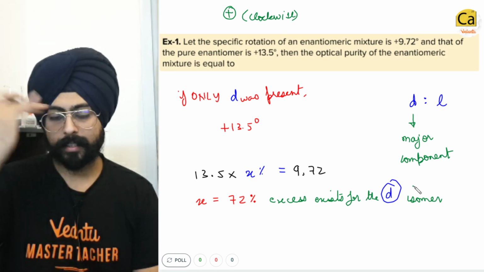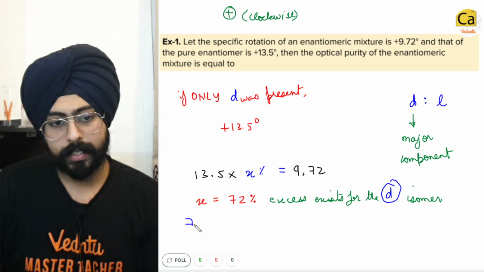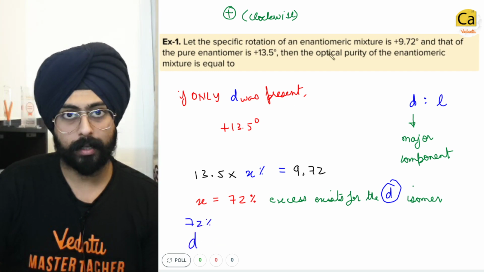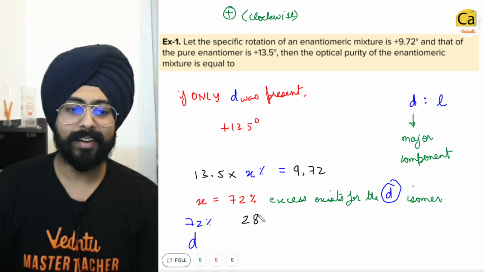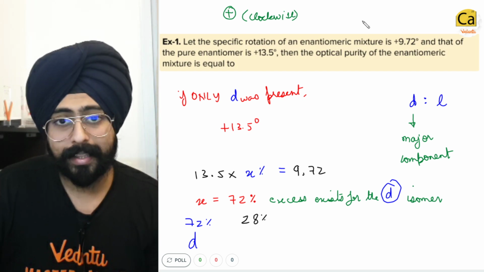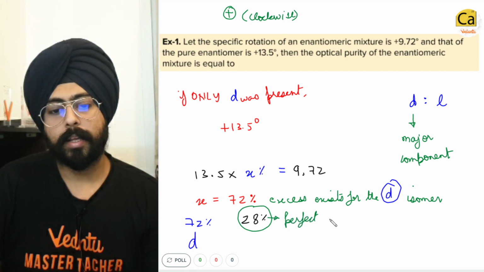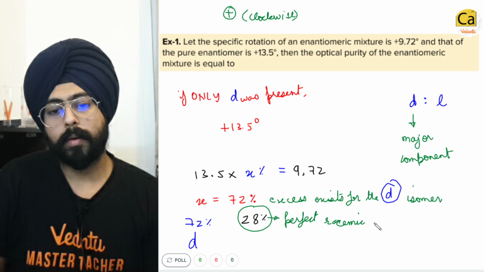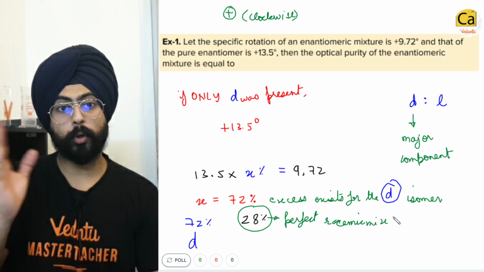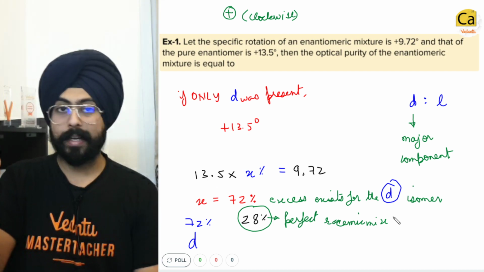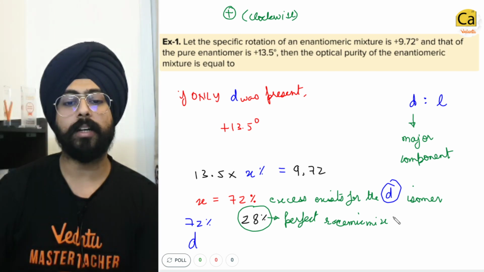So 72% exists for the D isomer. Apart from 72%, how much is there? So 72% is just the D isomer. The remaining 28%, 100 minus 72, is 28, is a perfect racemic mixture. If it was pure, 13.5. Not pure, only 72% of that, 9.72. So 72% is just D isomer and 28% is perfect racemic mixture.